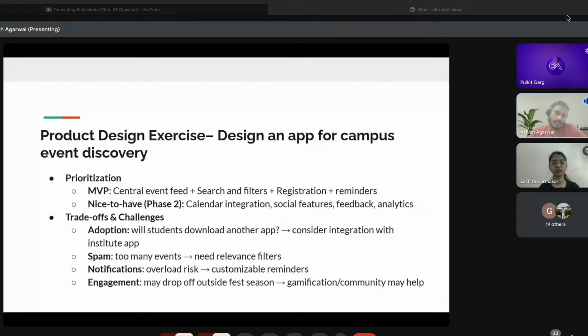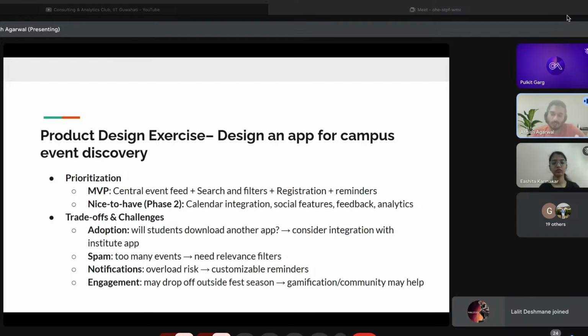Again, you cannot do an overload of notifications. It has to have some checks and balances. And again, during fest season, it may happen that your engagement may go down. So you have to look at gamification and community.